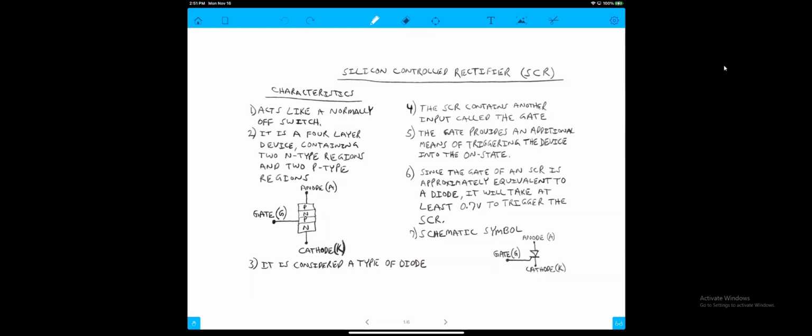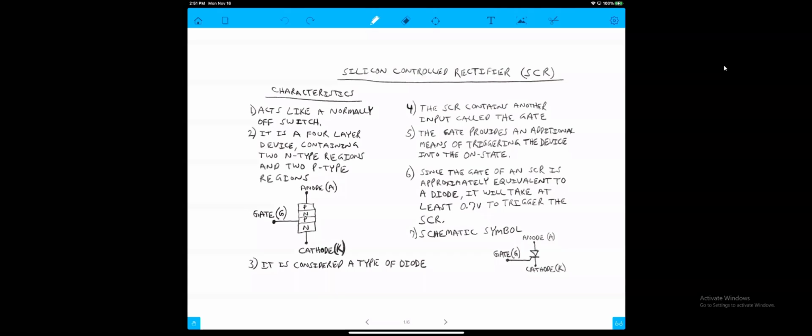Basically it's just a type of diode, and the SCR contains another input called the gate, which we talked about. It provides an additional means of triggering for the on state. The thing you really have to know about this is knowing how to draw the schematic symbol of the SCR, and the information that you see on all 6 or all 7 of these steps. So this is just an overview of the information of the SCR.